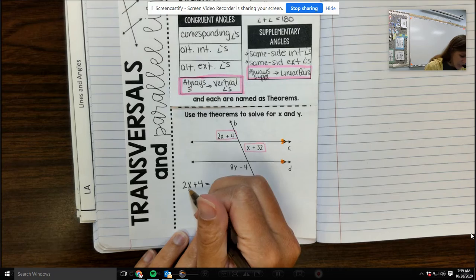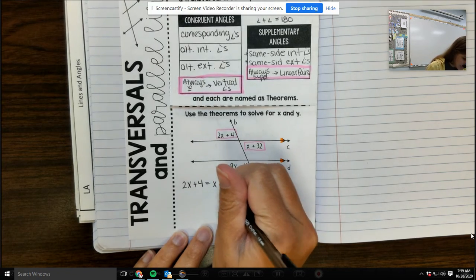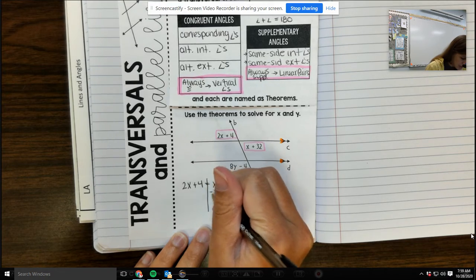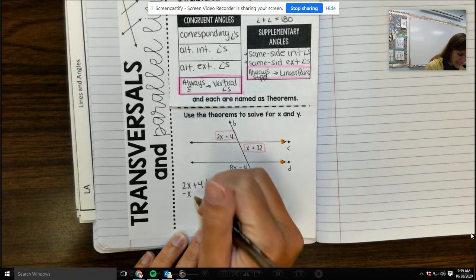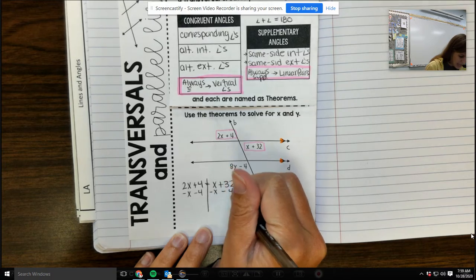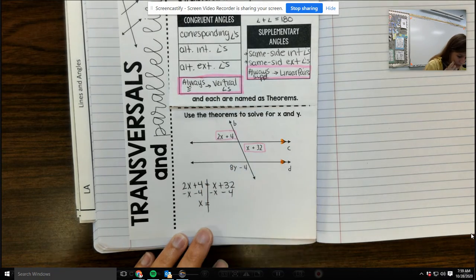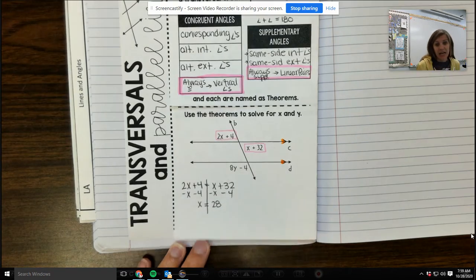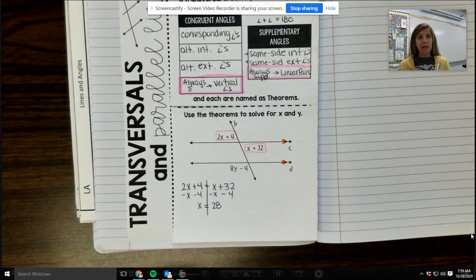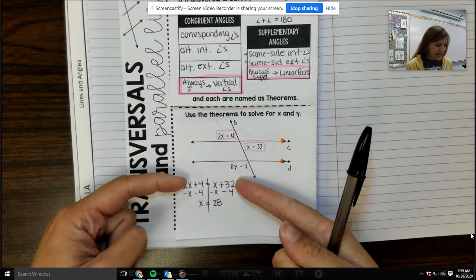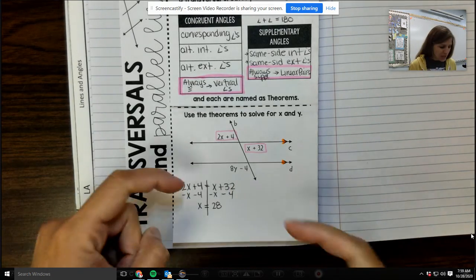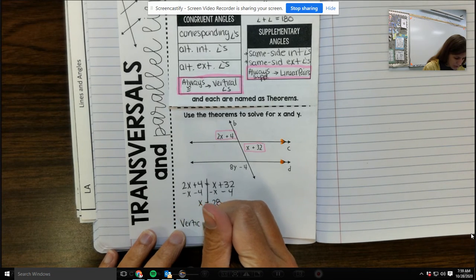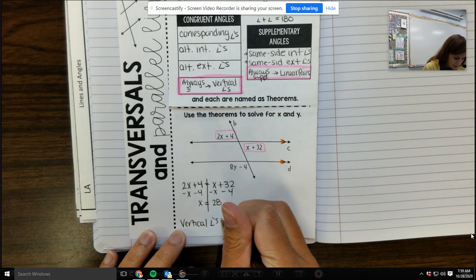So I can set 2x plus 4 equal to 2x plus 32, and I can solve for x. I would subtract 2x on both sides and subtract the 4 on both sides and get x equals 28. And I want us to get in the habit of defending our answers. So I can set these two things equal to each other and solve like this because of the vertical angles theorem.